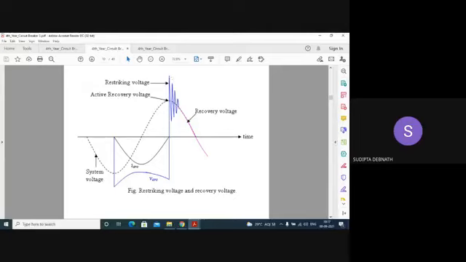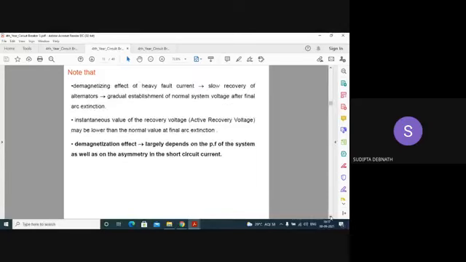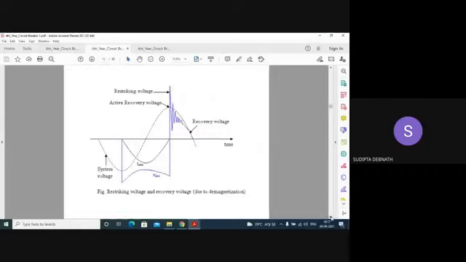Now, why am I saying it is reaching twice the normal value? That also we will find out, the magnitude of the restriking voltage. Okay, just after some slides. So this demagnetizing effect, we will study. See, due to the demagnetizing effect, this value decreases rapidly. First peak is here, second peak is here.